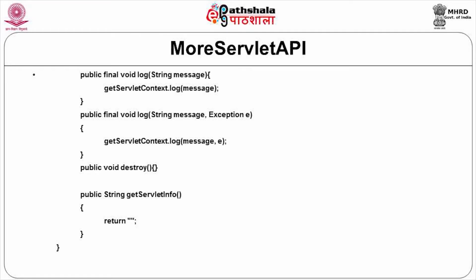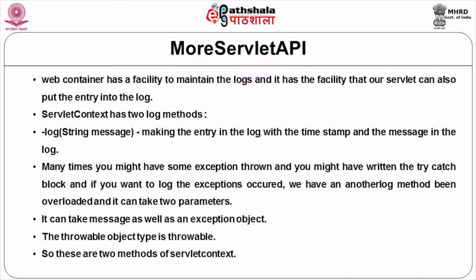It's an overloaded method. So, we have one log method which will take as parameter a message which you would like to put in the log. Fine. So, when it is making an entry in the log, there will be a timestamp and the message would be logged. Many times you might have some exceptions being thrown somewhere and you might have written a try-catch block, and if you want to log your exceptions which have occurred, we have another log method being overloaded where it can take 2 parameters. It can take a message as well as an exception object, the type is Throwable. And so, these 2 are methods of ServletContext.